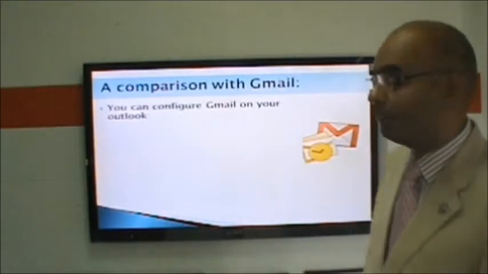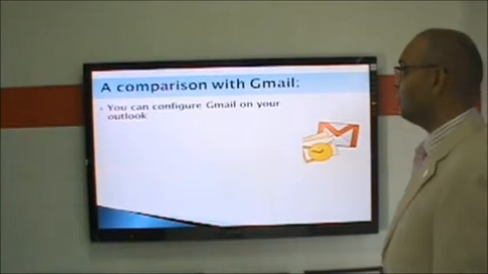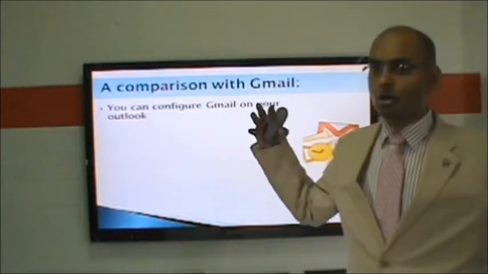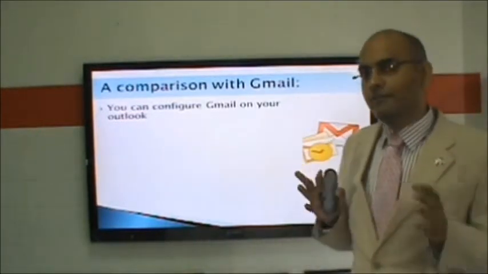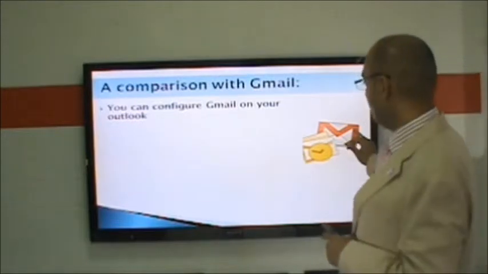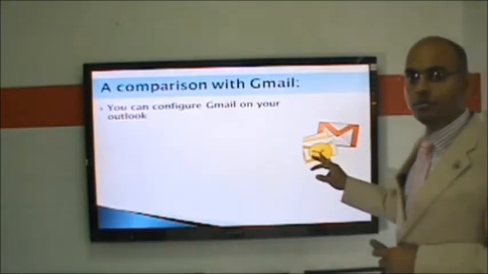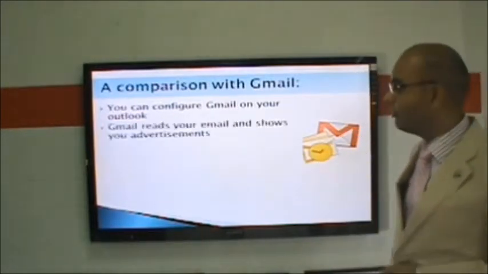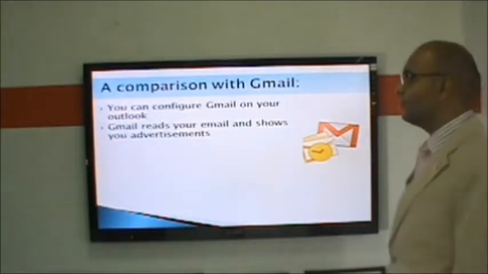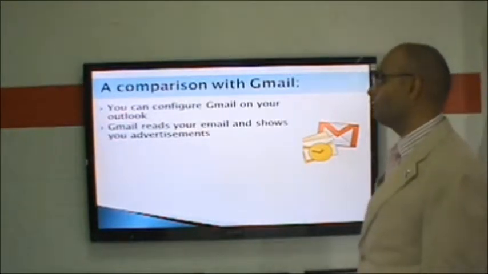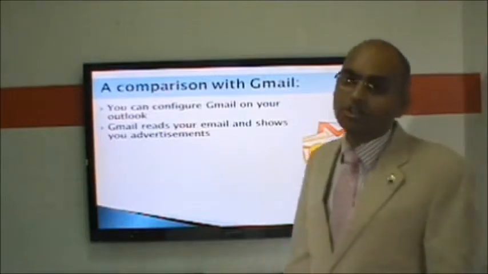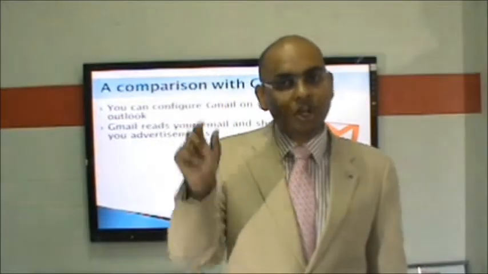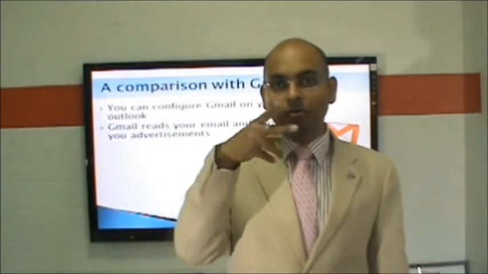Let us see what Gmail is. You can configure your Gmail into your Outlook. So Gmail and Outlook are not sworn enemies, they're friends. You can configure Gmail into your Outlook and all your Gmail account email will come to Outlook. Very good. But Gmail reads your email and shows you advertisements. So if you see in Gmail, on the side there are advertisements which are relevant to your email.